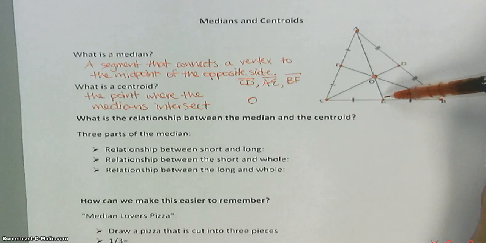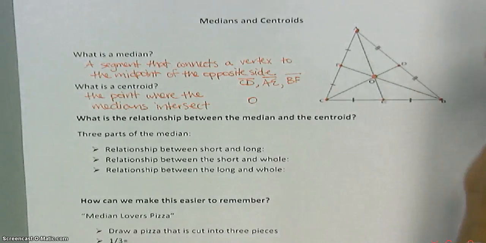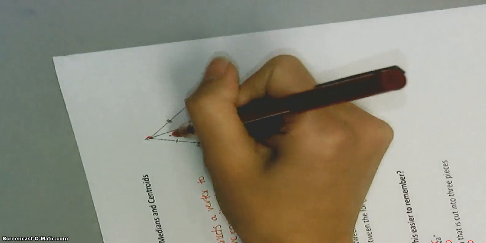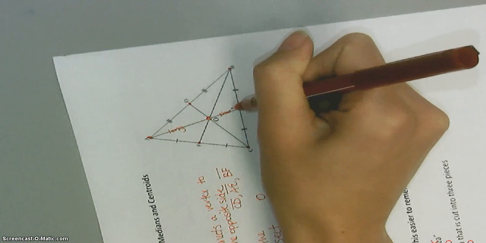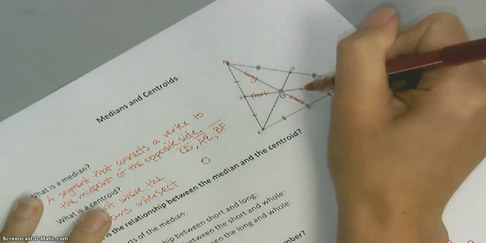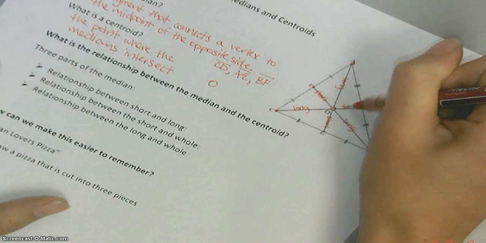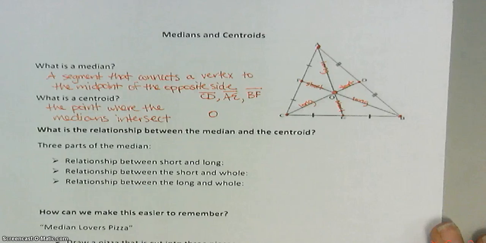One thing we talked about is the longer part. I'm going to write in here, and I'm going to turn this for a moment. This is the long, this is the short. The short is always by the midpoint. The long is always by the angle. Here's the long, here's the short. So each median has a long part and a short part.